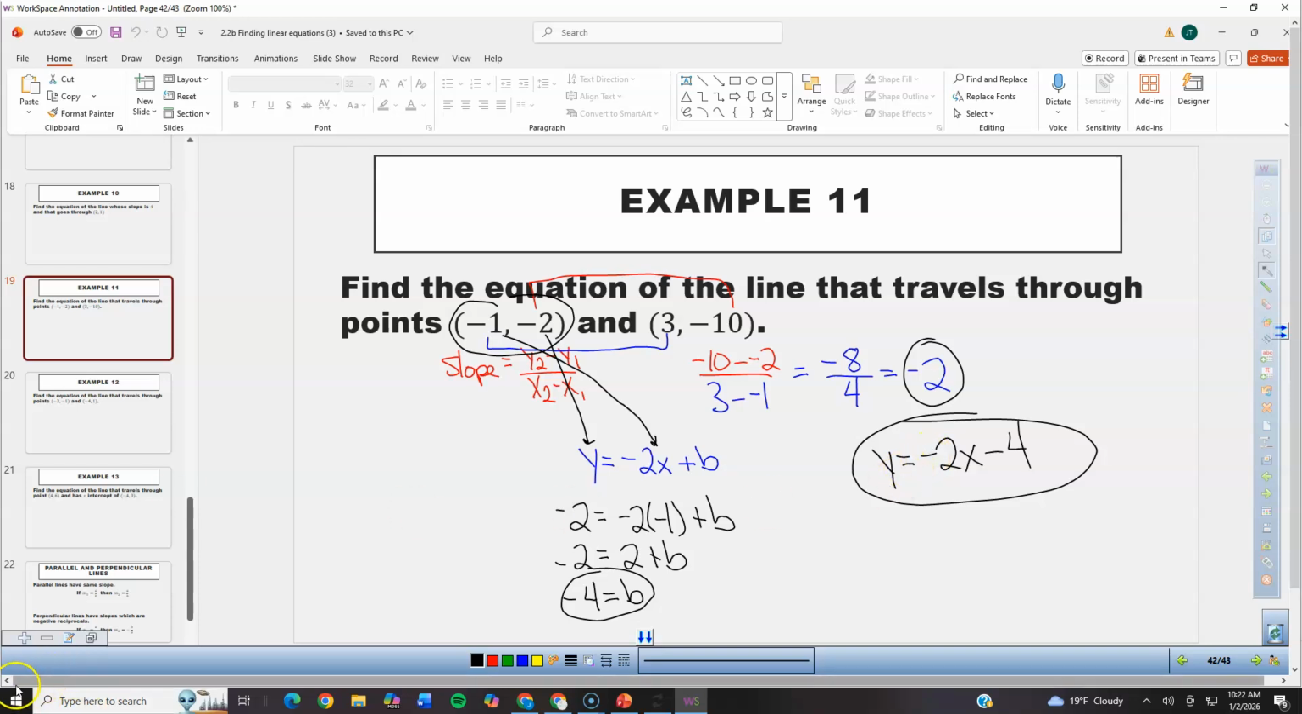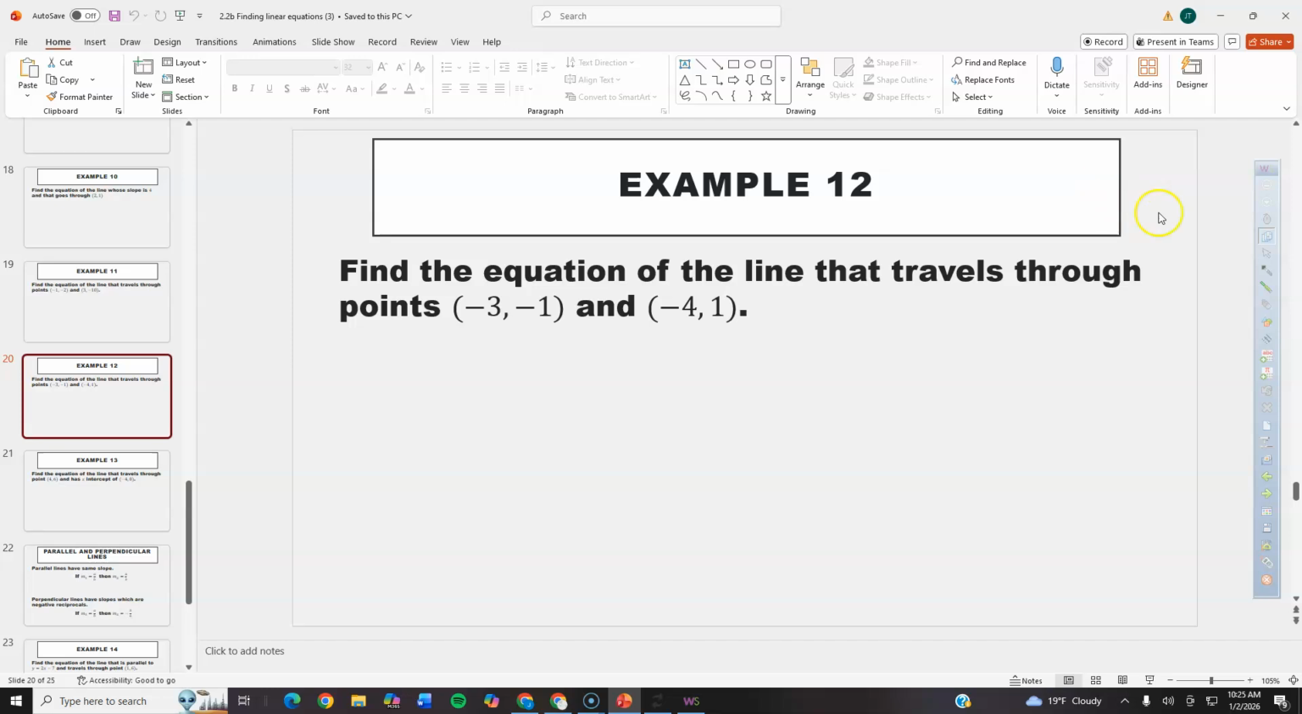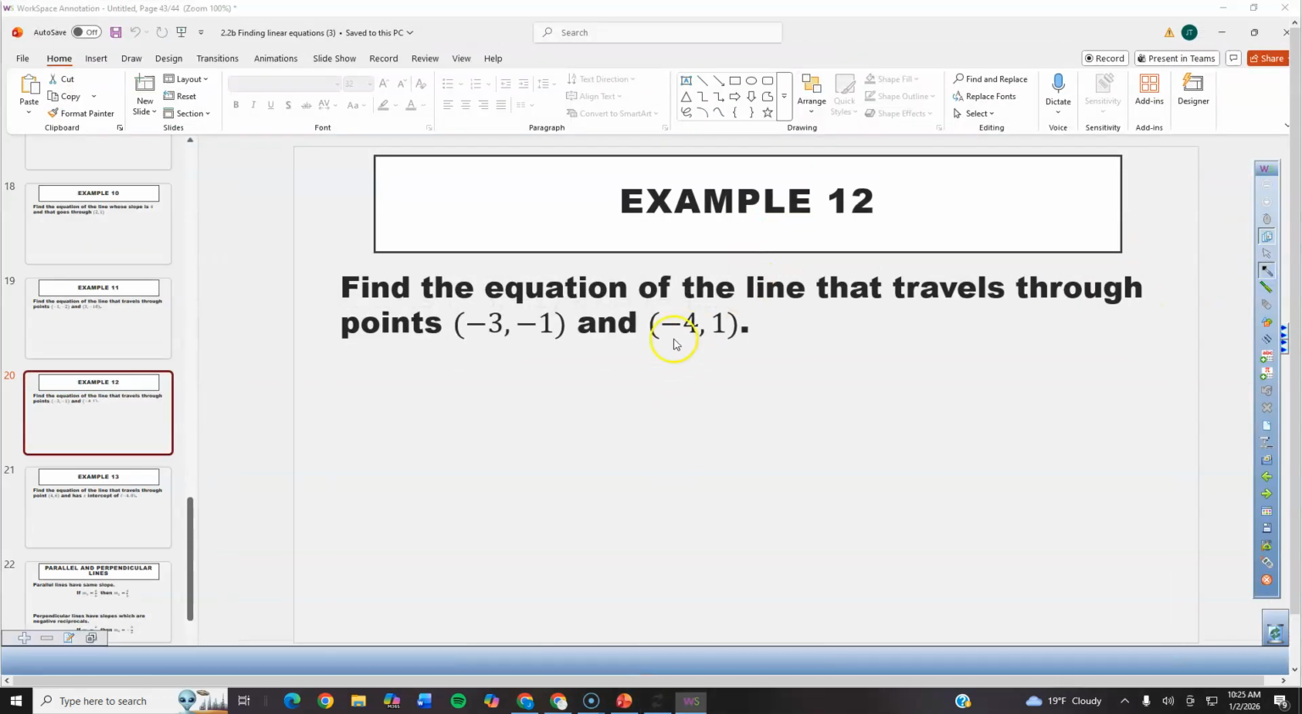Alright. So I got pulled away. So go ahead and try this problem. Do it just like the last one. I will go over it in 3, 2, 1.